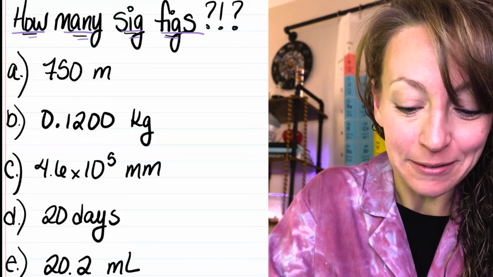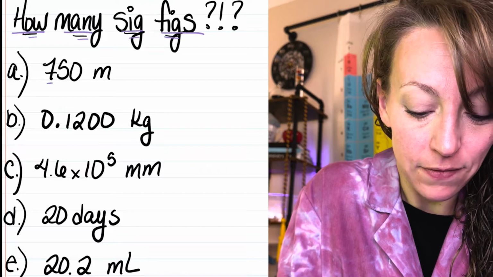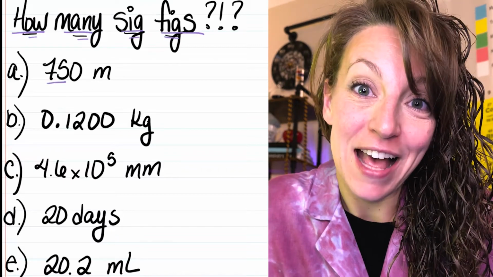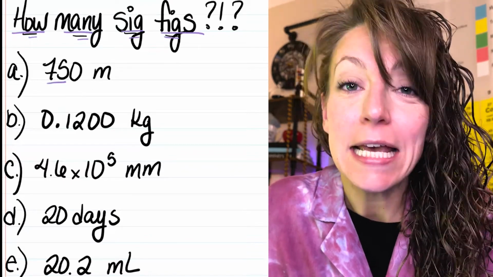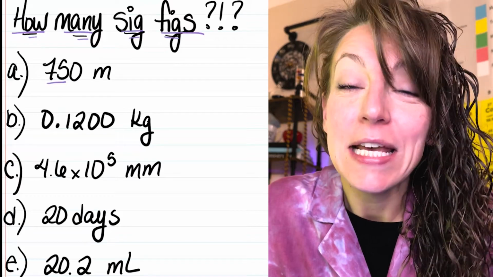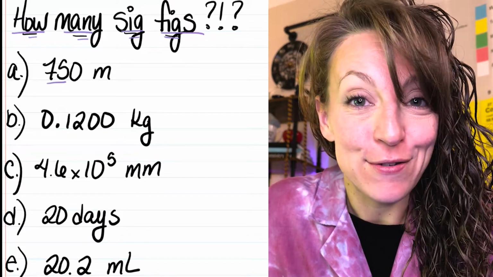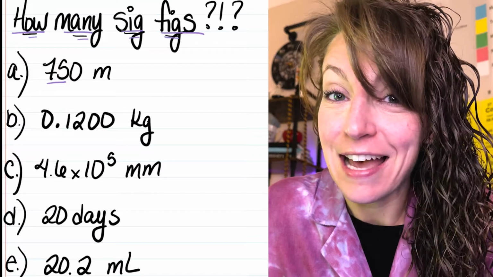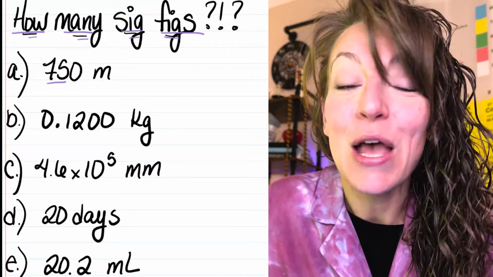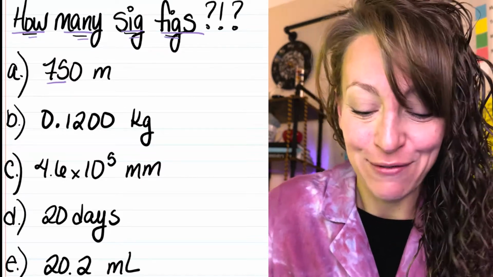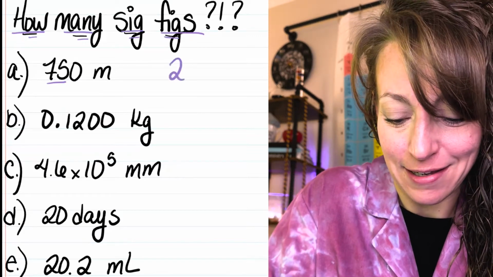Now, if you recall, the 7 and the 5 are significant because they're non-zero digits. However, that last zero is a trailing zero and there's no decimal point, so it does not count towards our total number of sig figs. So we actually only have 2 sig figs in this particular measurement.